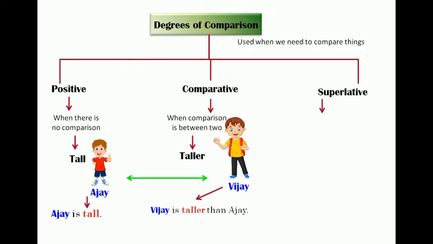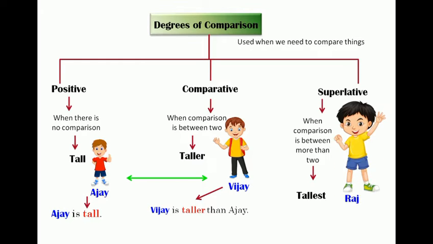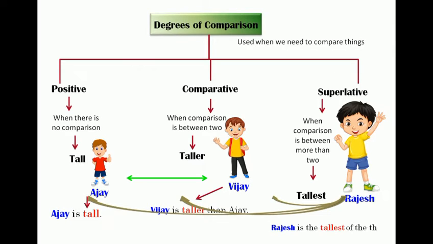Next, superlative degree. When we compare between more than two persons, example, tallest. Here, we compare Rajesh with Vijay and Ajay. Rajesh is the tallest of the three. So it is superlative degree.